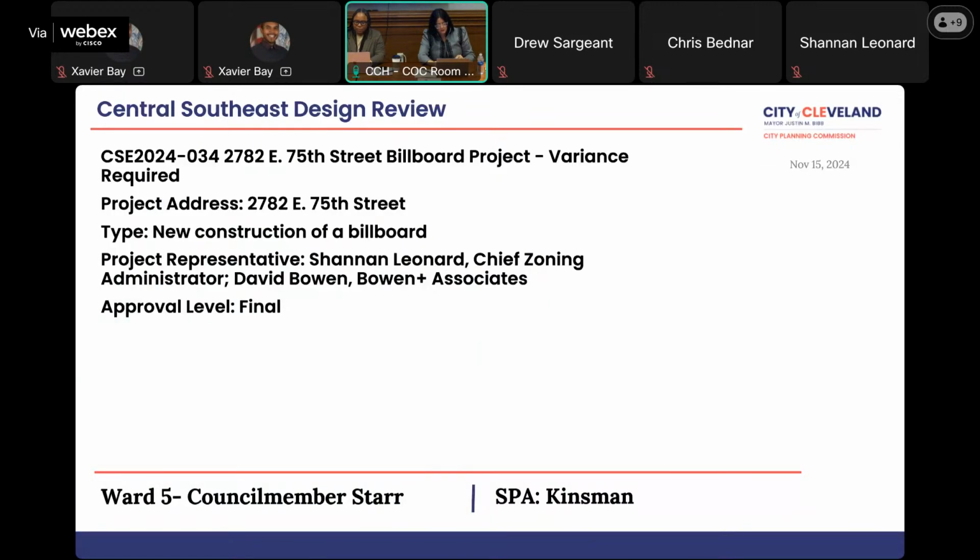The second one is 272 East 75th Street. This is also seeking final approval. We can just go ahead and have you show those slides.